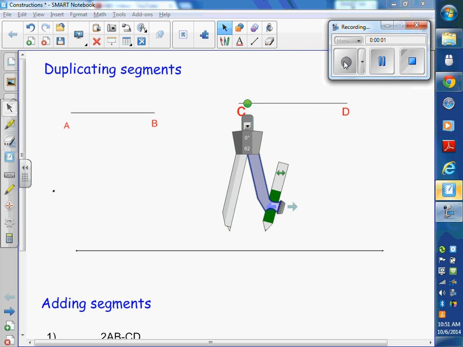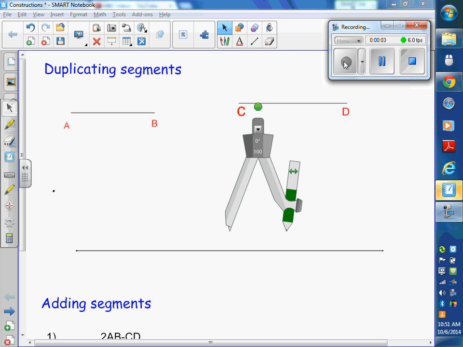So, but it's just like yours, you know, it opens and rotates and stuff. So the goal today is to be able to duplicate segments, add and subtract segments, duplicate angles, and add and subtract angles.